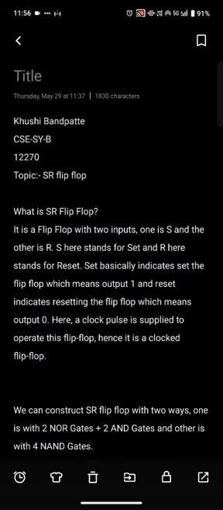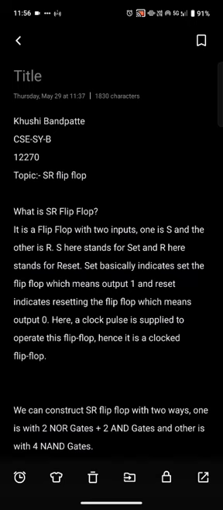Today's topic is SR flip-flop. So what is SR flip-flop? It is a flip-flop with two inputs, one is S and the other is R. S here stands for set and R here stands for reset. Set basically indicates set the flip-flop, which means output 1, and reset indicates resetting the flip-flop, which means output 0.